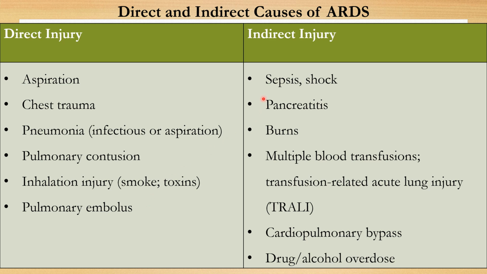Indirect injury of acute respiratory distress syndrome includes sepsis and shock, pancreatitis, burns, multiple blood transfusion, transfusion-related acute lung injury, cardiopulmonary bypass, or drug and alcohol overdose.